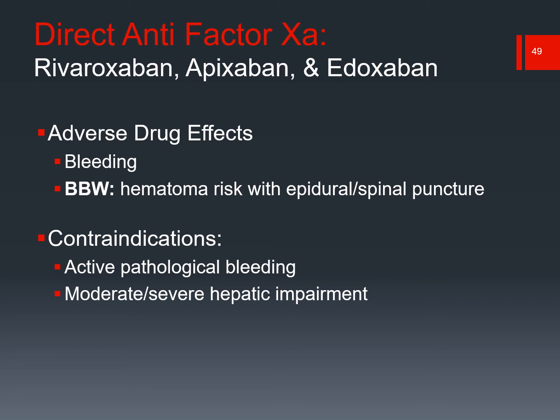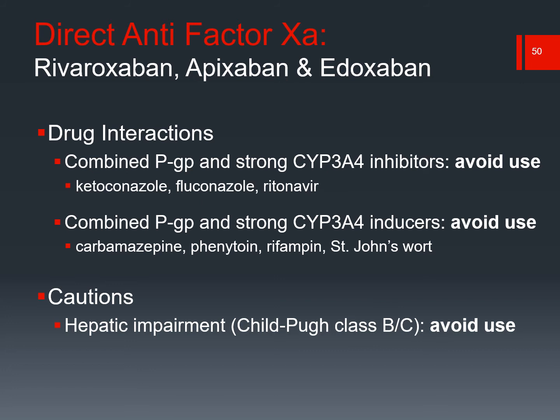They are contraindicated with bleeding or severe hepatic impairment. Some have even down to moderate hepatic impairment, and that would be your Child-Pugh score as you get to liver disease. They are contraindicated with strong P-gp or CYP3A4 inhibitors, and then or inducers.